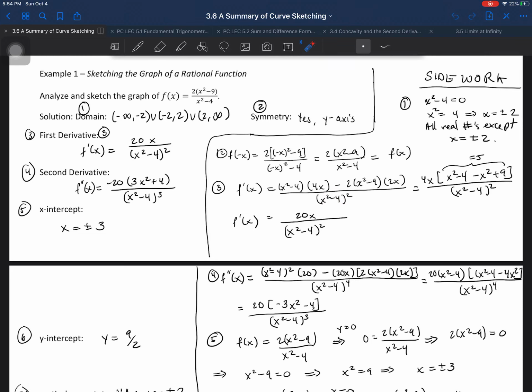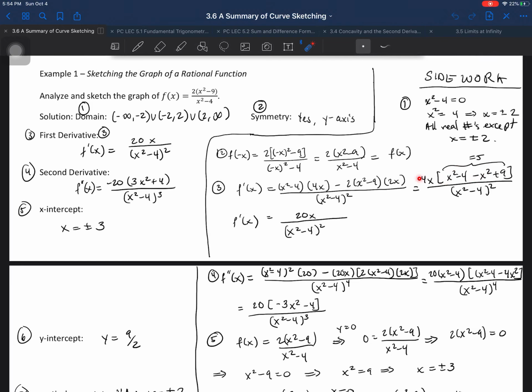And then simplify. What I did here was I factored out 4x, and I'm left with x squared minus 4 minus x squared minus 9. So I had to distribute the negative to both of them, and that's how we got negative x squared plus 9. Combine like terms, and that gives us positive 5, because the x squares cancel each other out.